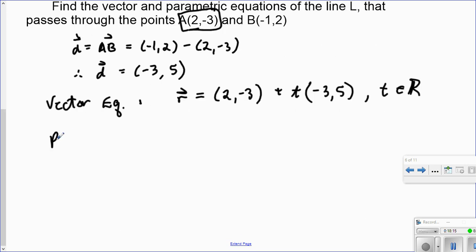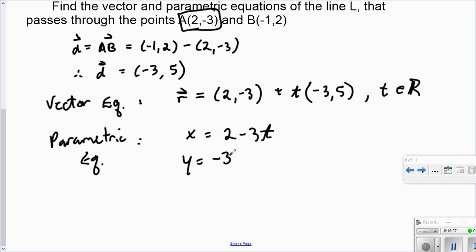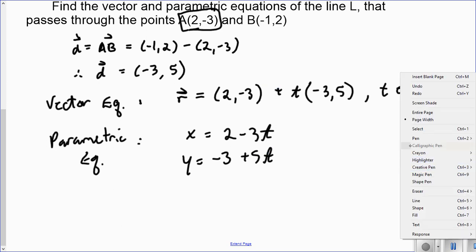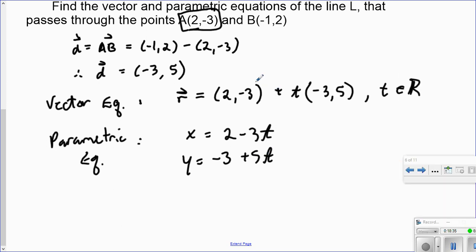Now my parametric equation is easily written once I have my vector equation. I just expand x equals 2 minus 3t, and y equals negative 3 plus 5t. And again, if you haven't picked this up yet, I know I'm doing this fast, my y component is here and here. Okay, so that's negative 3 plus 5t. Okay, now I still need this domain when I write my parametric equation as well.